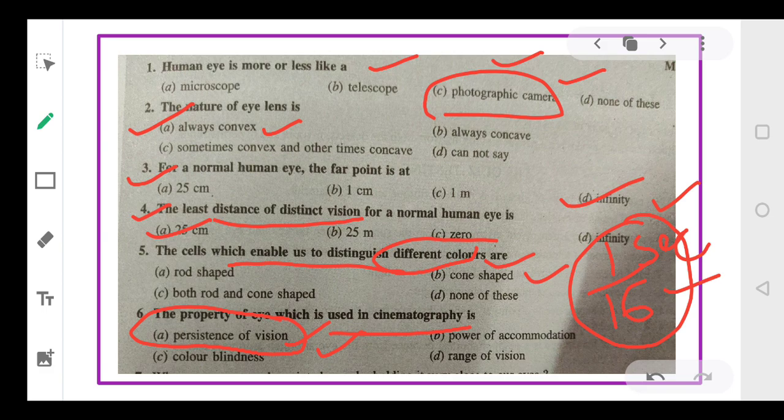So what is the persistence of vision? It means our brain cannot distinguish between 2 images if they are projected before 1/16 of a second. That is called persistence of vision.